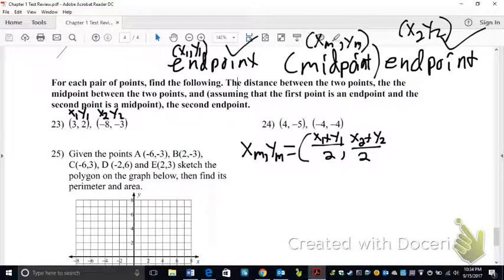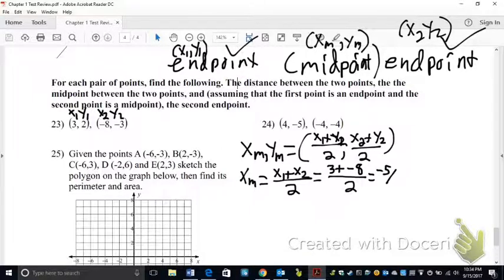But now we have our equation, which you guys should have too. We have our points labeled as x1, y1, x2, y2, and we're going to go ahead and plug them in. So the x value of the midpoint is going to be x1 plus x2 over 2. We're going to plug in x1 is 3, x2 is negative 8, divided by 2. So we're going to get 3 minus 8, or negative 5 over 2. Repeat the process with the y's.